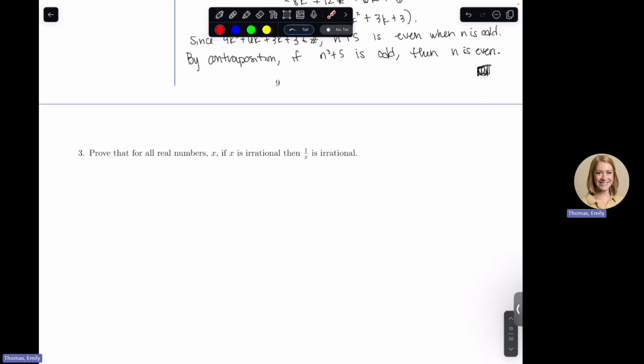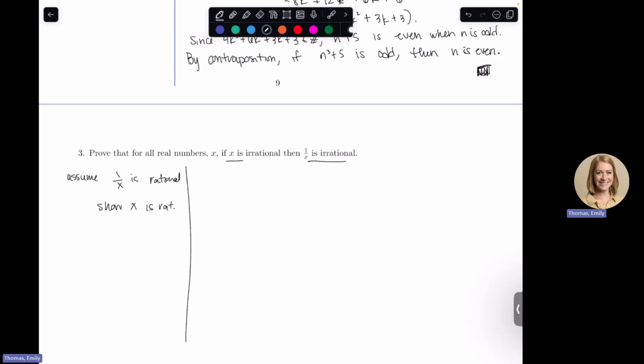Prove that for all real numbers x, if x is irrational, then 1 over x is irrational. We don't know anything about irrational, so doing this directly is hard. So what we are going to do is we will assume 1 over x is rational and show that x is rational. So not this implies not this.